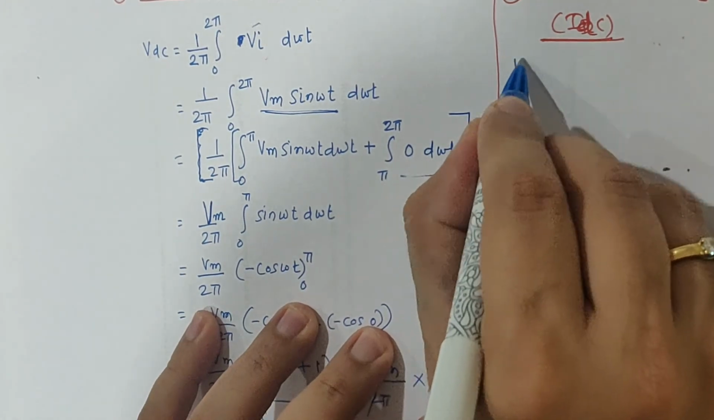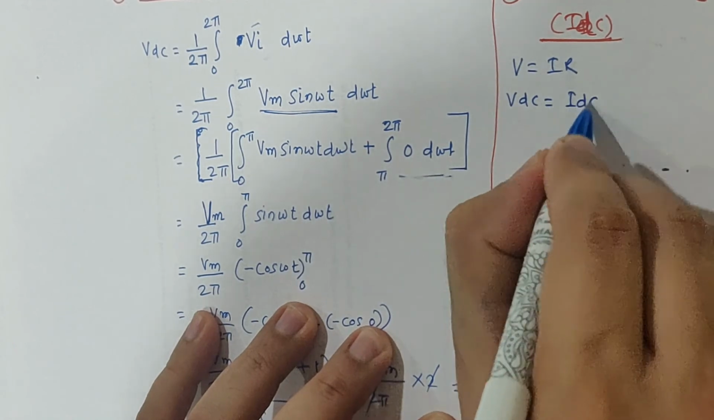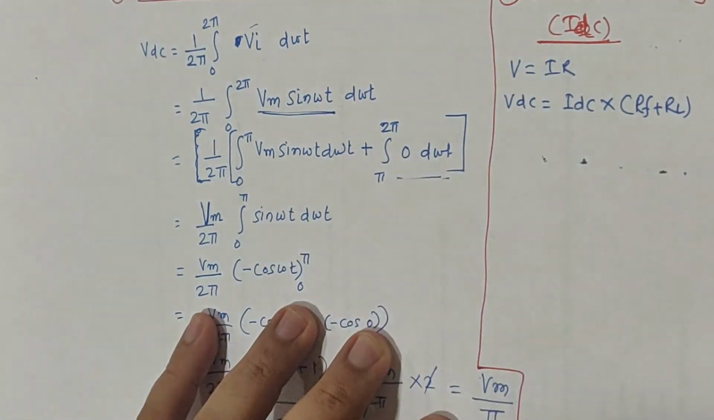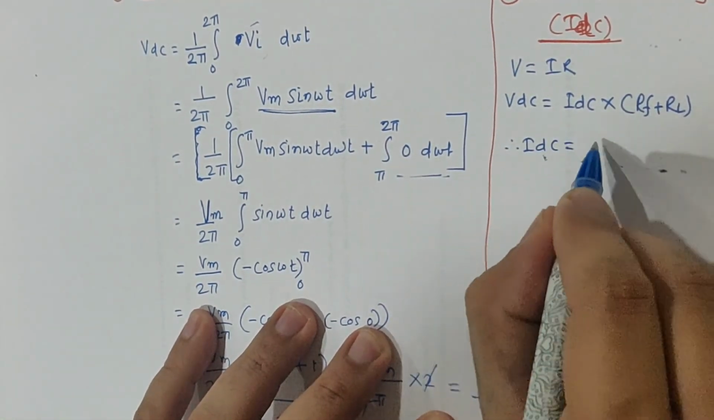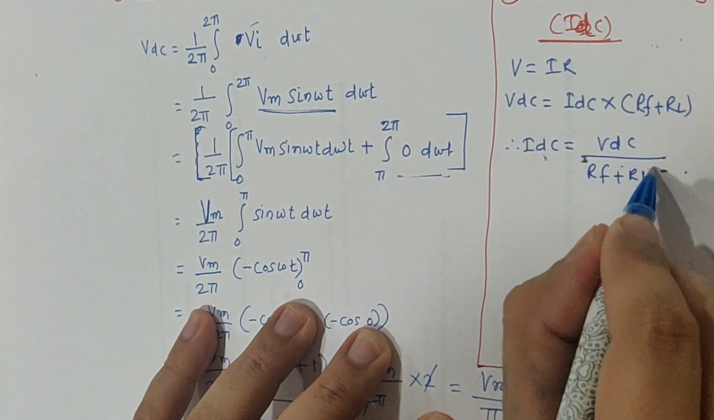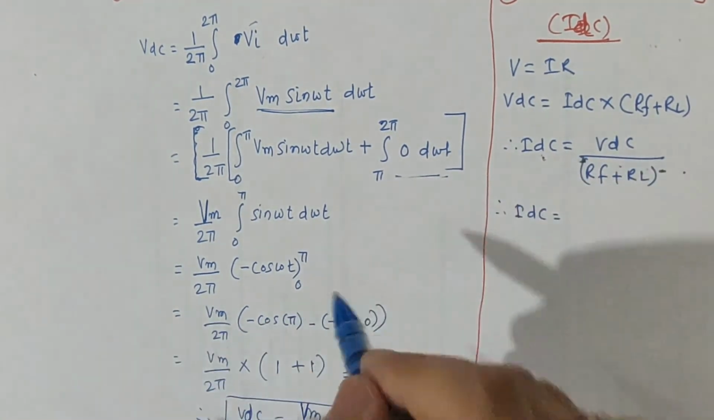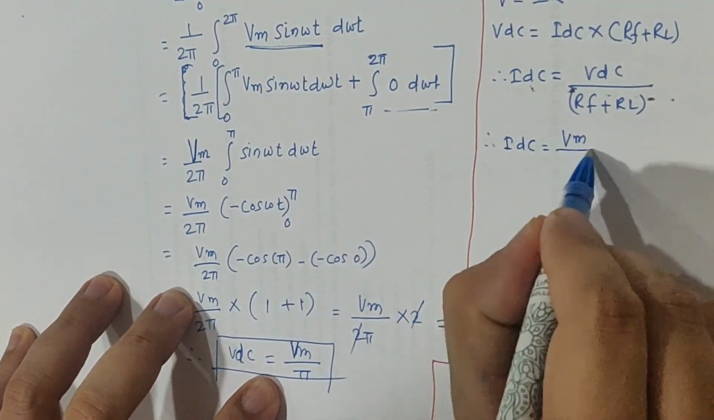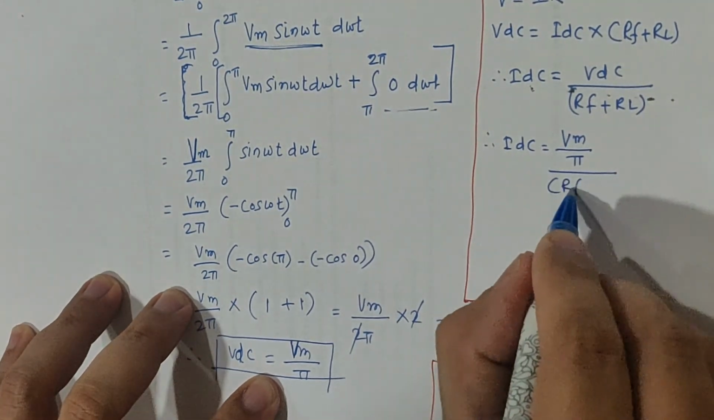Now you know that V is equal to IR. So VDC will be IDC multiplied by the two resistors that we have, RF and RL. Right? So from there I can calculate IDC is equal to VDC upon RF plus RL. Therefore IDC is equal to, what is the value of VDC that we have calculated? See, it is Vm by pi. So let us put it here. Vm by pi divided by RF plus RL.